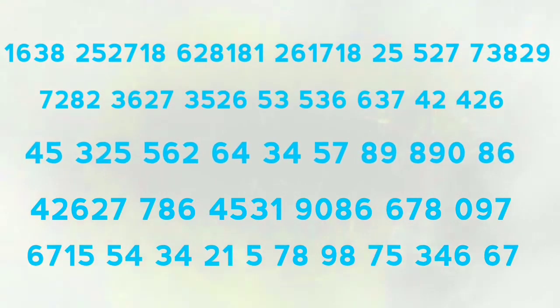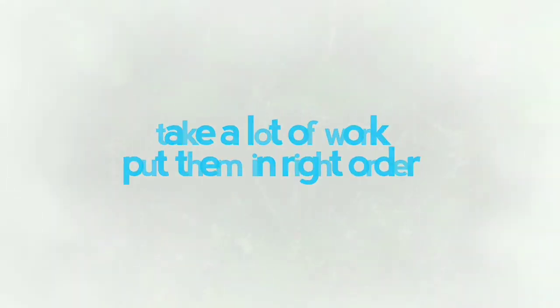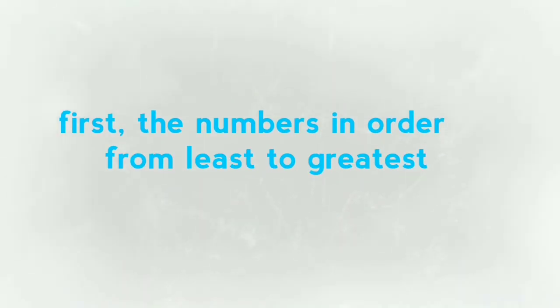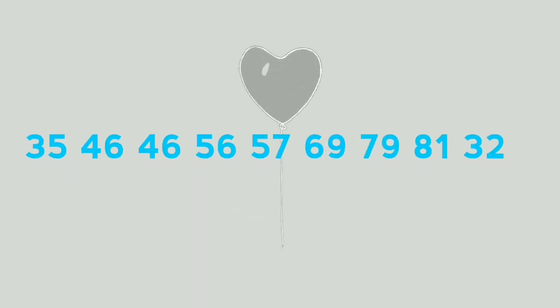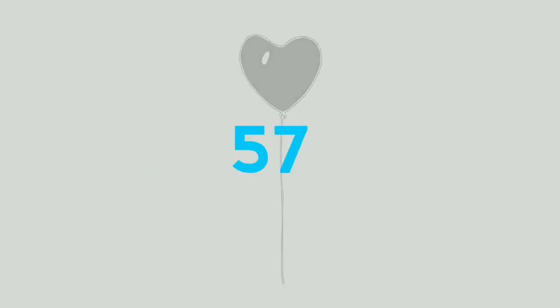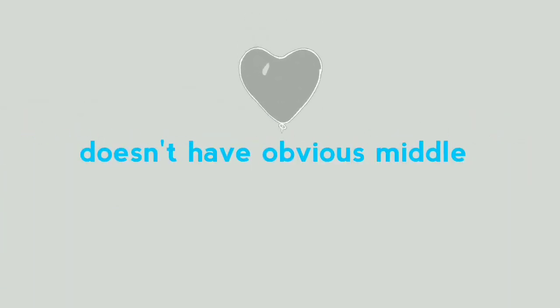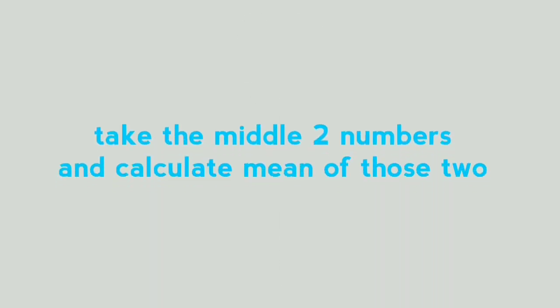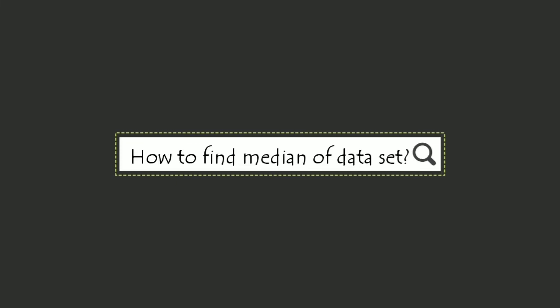If data has a lot of numbers, it might take a lot of work to put them in the right order. So, to find the median of a set of numbers, first you need to make sure that all the numbers are in order from the least to the greatest. And then you can identify the exact number in the middle. If the dataset doesn't have an obvious middle number, you just take the middle two numbers and calculate the mean of those two. If the dataset has an odd number of members, we can find the median in this way.